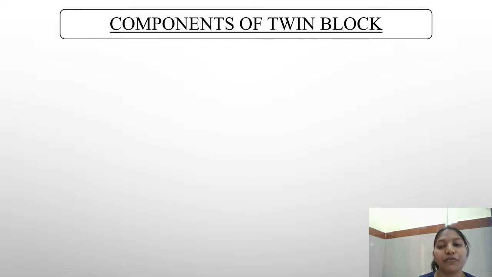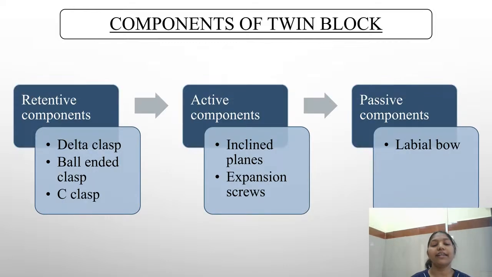So components of twin block, there are three components: retentive component, active component, and the passive component. In the retentive component, wire parts are there: delta clasp, ball-end clasp, C clasp. Active component involves inclined plane and the expansion screw, and the passive component is the labial bow.